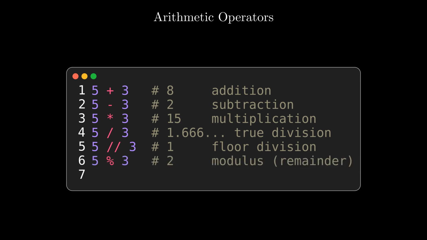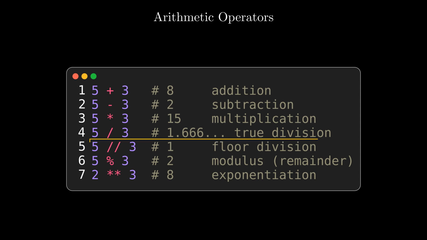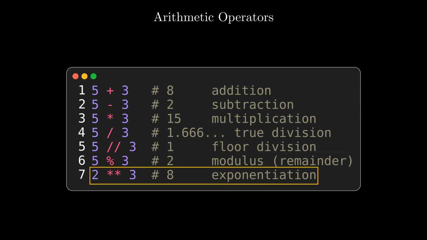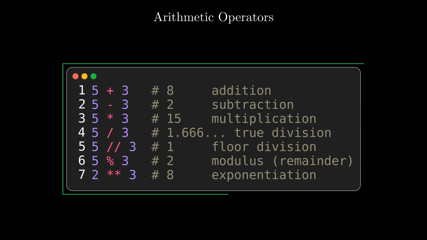Python has 7 arithmetic operators: plus, minus, star for multiplication, slash for division, double slash for floor division, percent for modulus, and the double star for exponentiation. 2 need explanation. Floor division means divide, then drop the fractional part. 5 floor divides 3 is equal to 1, because 3 fits into 5 once. Modulus gives the remainder. 5 mod 3 is equal to 2, because after fitting 3 in once, 2 is left over. Exponentiation, 2 to the power of 3 is equal to 8. These 7 operators are the entire arithmetic toolkit. Everything else builds on them.